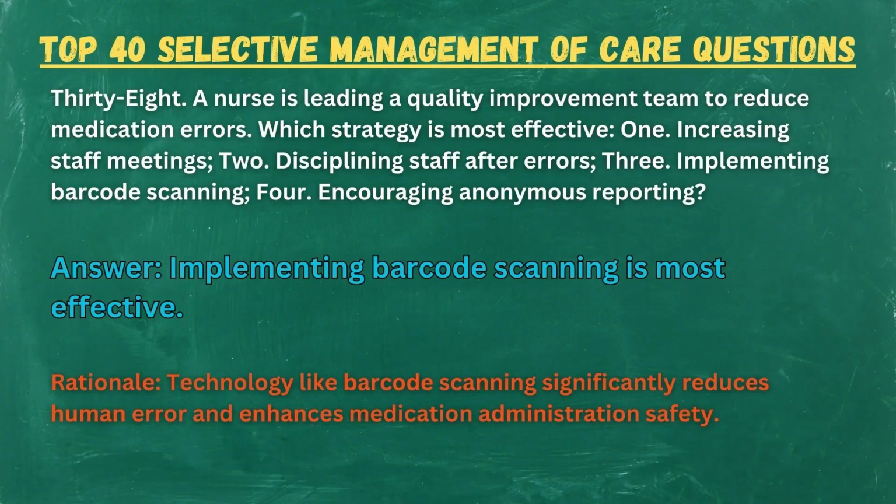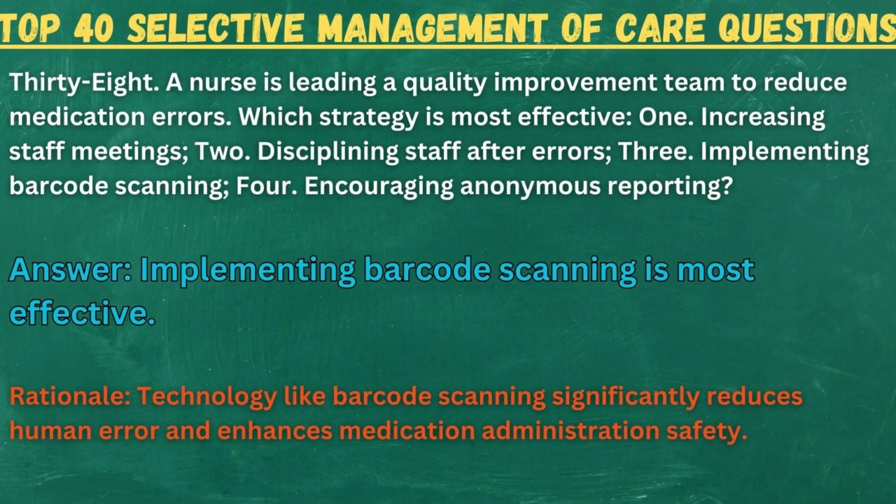38. A nurse is leading a quality improvement team to reduce medication errors. Which strategy is most effective? 1. Increasing staff meetings. 2. Disciplining staff after errors. 3. Implementing barcode scanning. 4. Encouraging anonymous reporting? Answer: implementing barcode scanning is most effective. Rationale: technology like barcode scanning significantly reduces human error and enhances medication administration safety.